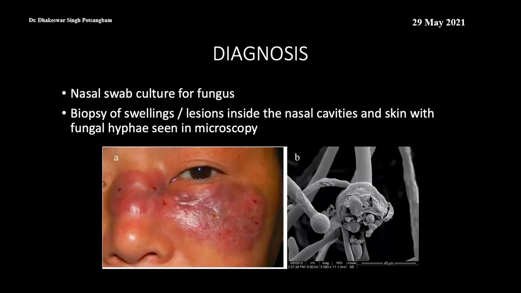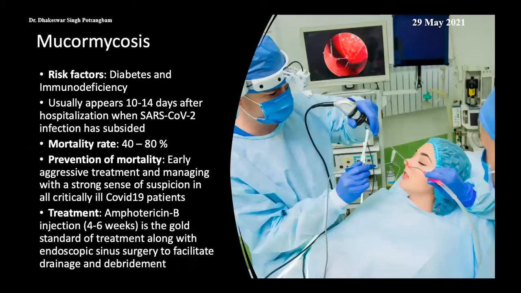Now, diagnosis. How to diagnose? Diagnosis is by nasal swab culture for fungus. At the same time, any nasal discharge has to be cultured for fungus. Then biopsy of the swellings or lesions inside the nasal cavities, or maybe in the skin, in the throat, or maybe around the eyes. And this has to be observed under microscopy, and we are giving you a picture of the fungal hyphae in the electron microscopy here. So this is the way which has to be diagnosed.